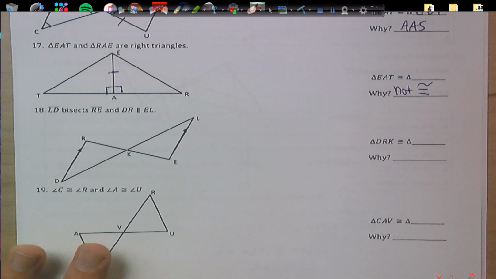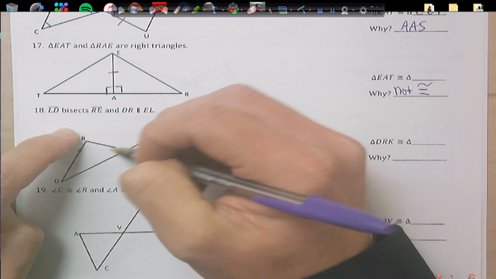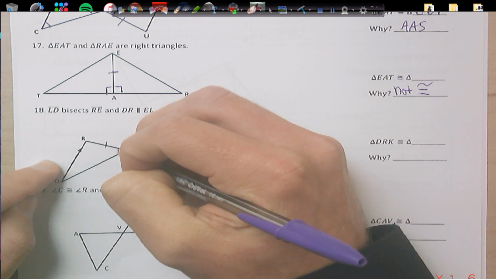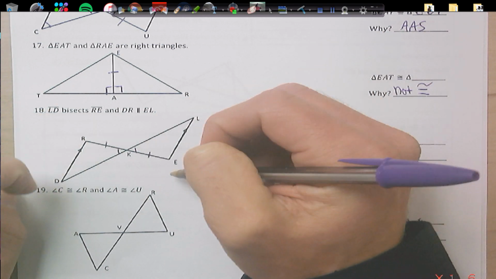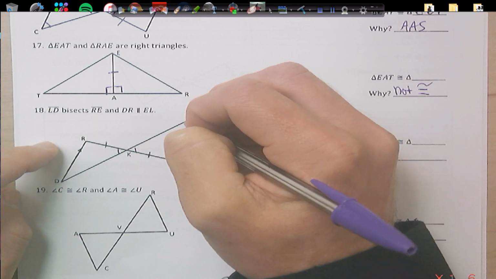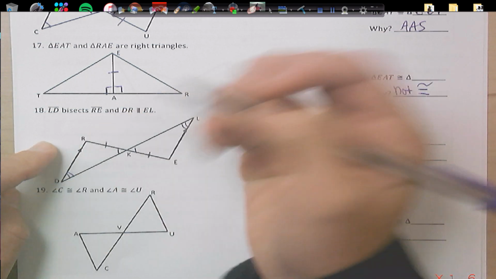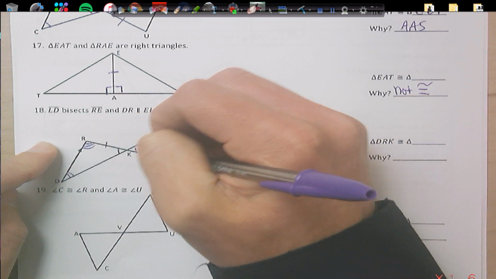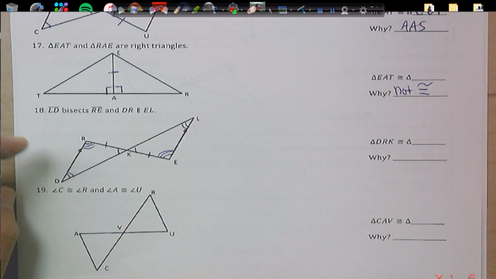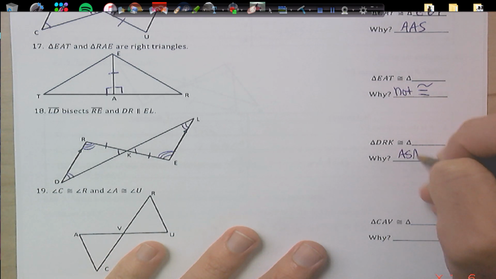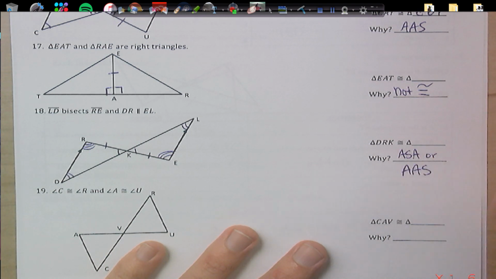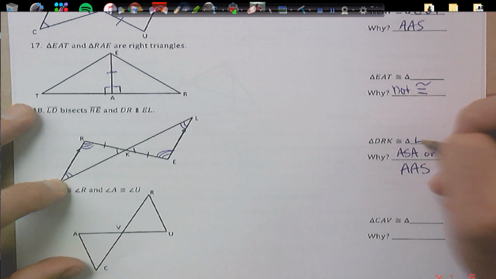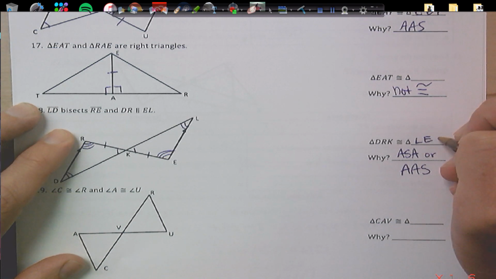LD bisects RE, so here's RE, so these 2 segments are congruent. Didn't say anything about LD getting bisected, so I can't prove that. I do have vertical angles, and then parallel lines help me find alternate interior angles. So I can do these angles here, and I get angle, angle, side, or I could have done these angles as well and gotten angle, side, angle. So this one could be both, depending upon how you solved it. And then DRK: D is going to match up with L, R is going to match up with E, and K is going to match up with K.